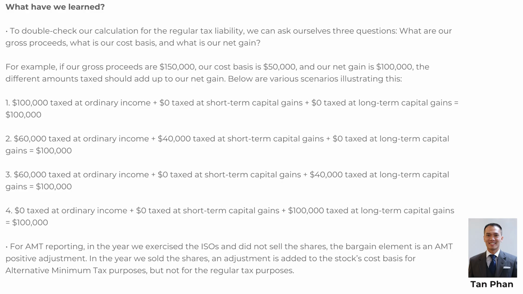For AMT reporting, in the year we exercised the ISO and did not sell the shares, the bargain element is an AMT positive adjustment. In the year we sold the shares, an adjustment is added to the stock cost basis for alternative minimum tax purposes, but not for regular tax purposes. Key takeaway: for regular tax liability, always confirm gross proceeds, cost basis, and net gain or loss. For AMT, account for the bargain element in the year of exercise and adjust the cost basis in the year of sale. By understanding these scenarios, we can navigate the complex taxation rules for ISOs and optimize our financial decisions.